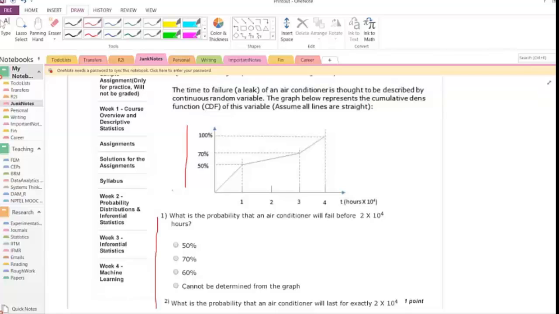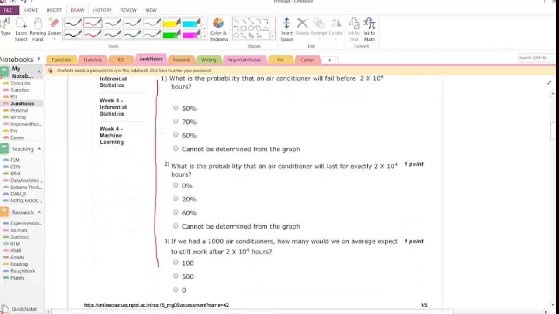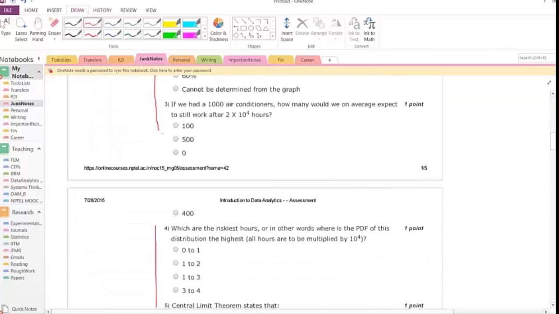So if the question is the probability it will fail before X, look at the value of Y at X on the CDF. If the question is the probability that it will fail after, and the fail after can be asked in many ways, that it will not fail before or in other ways, then you just care about 1 minus the value of the CDF at that particular point. So that should, in a sense, at least help you answer questions 1, 2, 3, and 4.